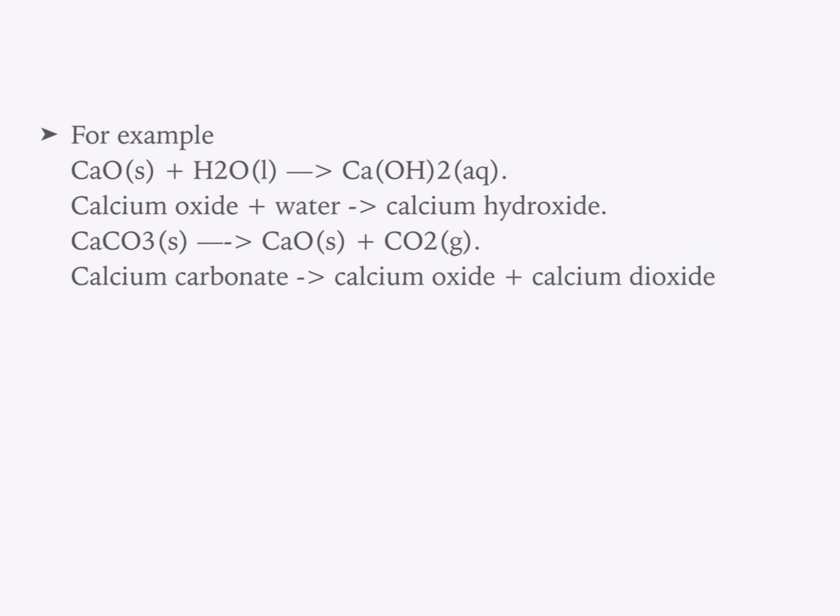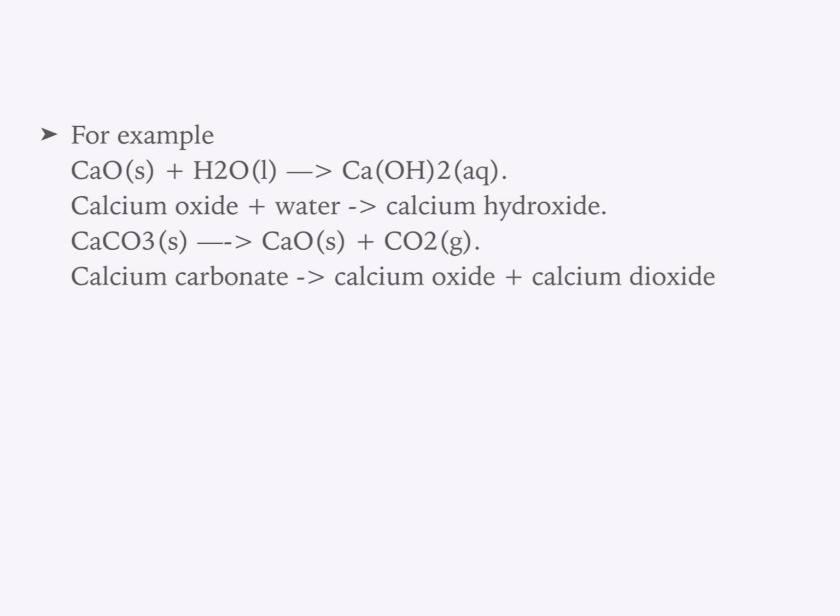So, for example, calcium oxide reacts vigorously with water to produce calcium hydroxide. During this process, a large amount of heat is also evolved, which increases the temperature of the system. This confirms that a chemical reaction has taken place, and the chemical formula is below. CaO(s) + H2O(l) gives Ca(OH)2, which is an aqueous solution. Calcium oxide plus water gives calcium hydroxide.